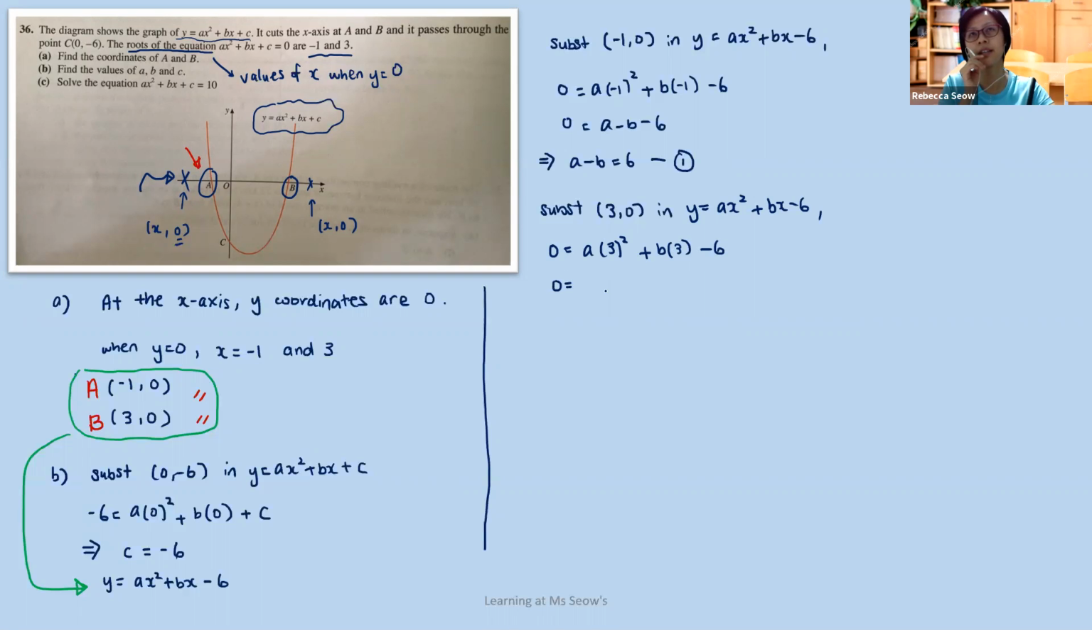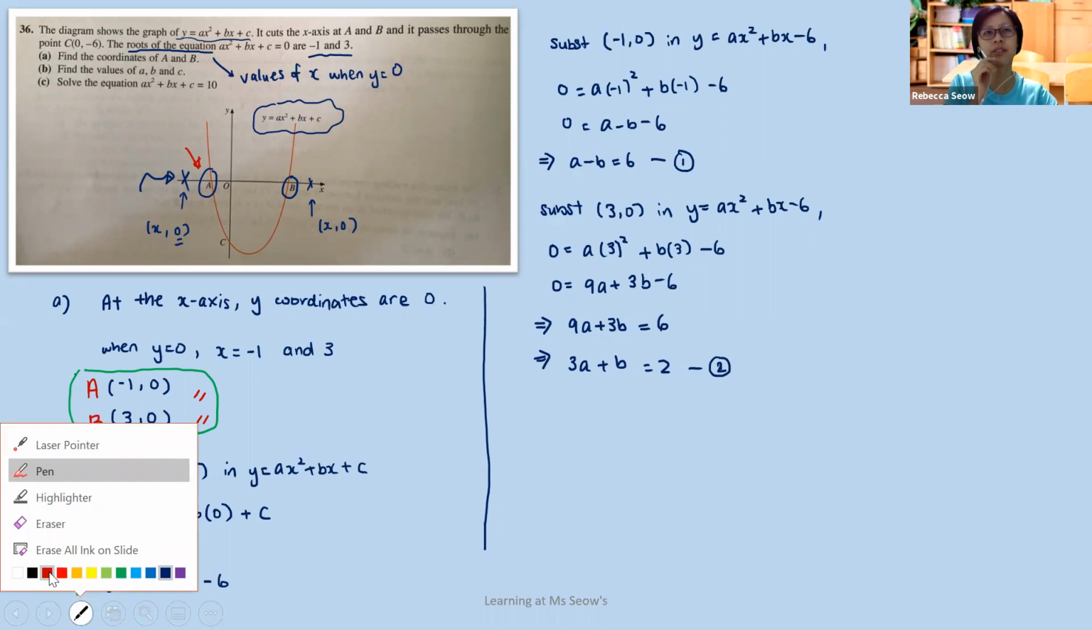Okay, simplifying. 0 equals to 9a plus 3b minus 6. And if we were to tidy it up, rearrange the terms, you will have 9a plus 3b equals to 6, which we could simplify by dividing each term by 3. So we will end up with 3a plus b equals to 2. This is equation 2. All right, so now we have two equations.